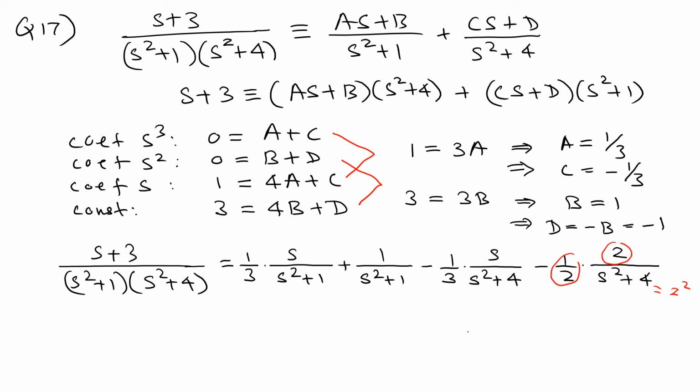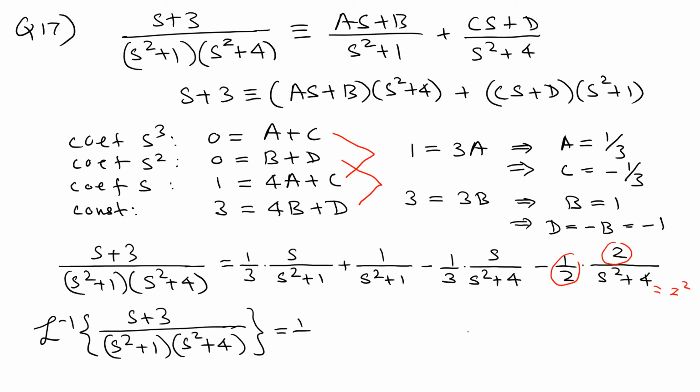So the first term is going to give you 1/3 cosine t. The second term is going to give you sine t. The third term is going to give you 1/3 cosine 2t. The fourth one is going to give you 1/2 sine 2t. So these are the four terms you get from this one when you do the inverse Laplace transform. I mean, that's the whole idea. As a problem, it's not that bad, but there are special techniques for how to solve them. So that's what you need to remember.